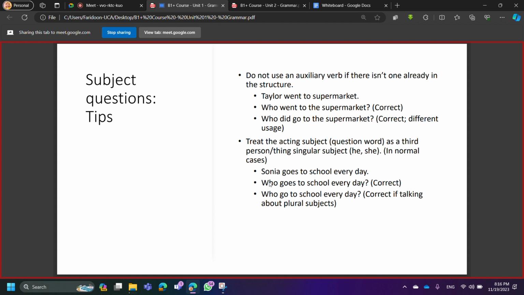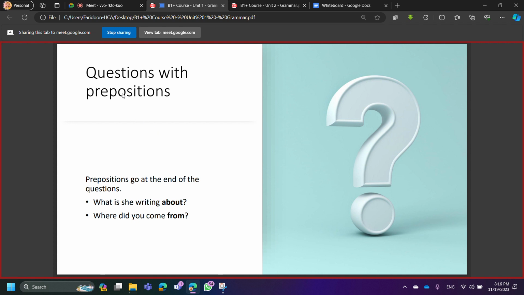Okay, now continuing. What about questions with prepositions? Now, this is a very easy one. If you have prepositions, they mostly go at the end of questions. Okay, for instance, what is she writing about?